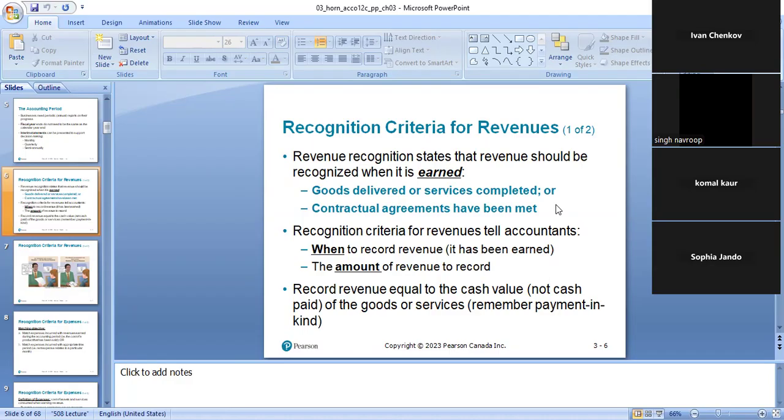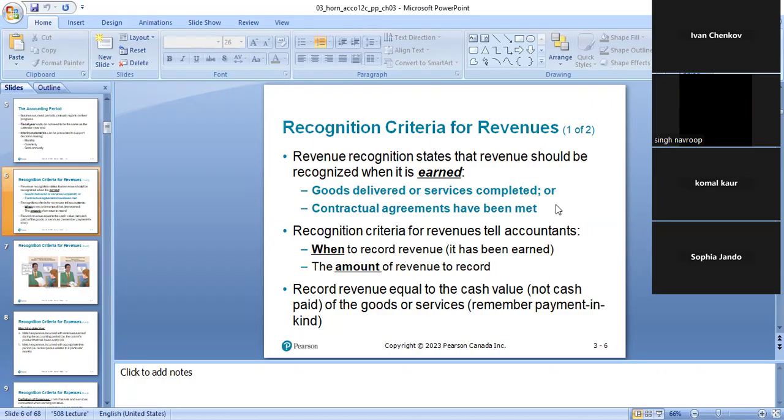Since they didn't provide the service, but they have your cash, what is that for them? Unearned revenue or liability. Both are correct. Both answers on the chat are correct. It's unearned revenue, which is treated as a liability.